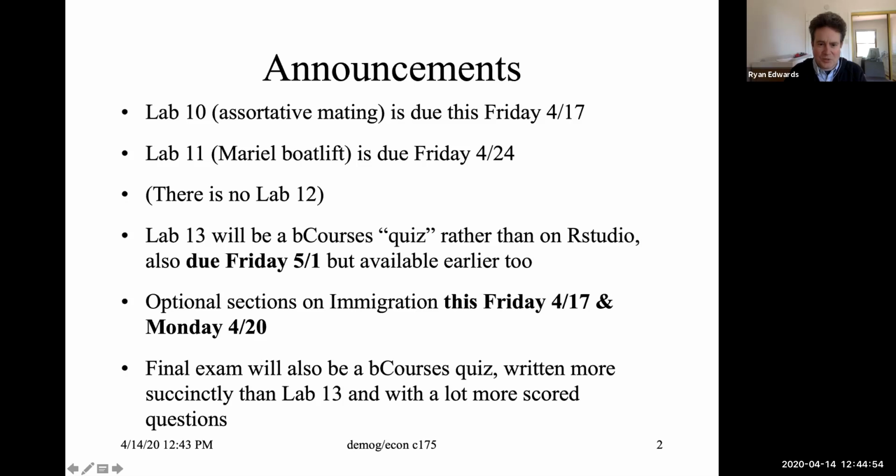Again, my apologies for having made that more difficult. That's the plan, and I'll try really hard not to mess with the calendar again and mess it all up. Lab 13 will be a bCourses quiz rather than an RStudio lab. And so we're going to roll that out at some point. It'll be due on Friday the 1st.